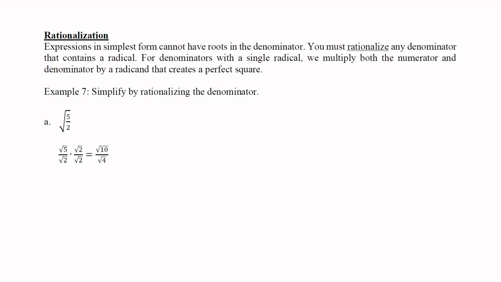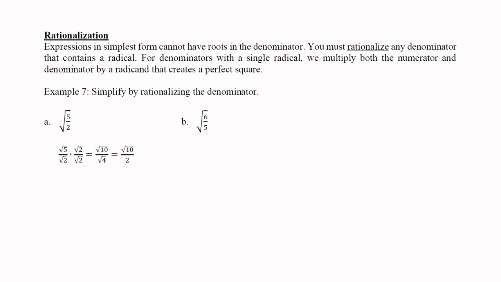So we multiply the top, we get the square root of 10. On the bottom, we end up with the square root of 4. And so the square root of 4 on the bottom becomes 2. So we have square root of 10 over 2. There are no radicals in the bottom, and so now we are simplified.